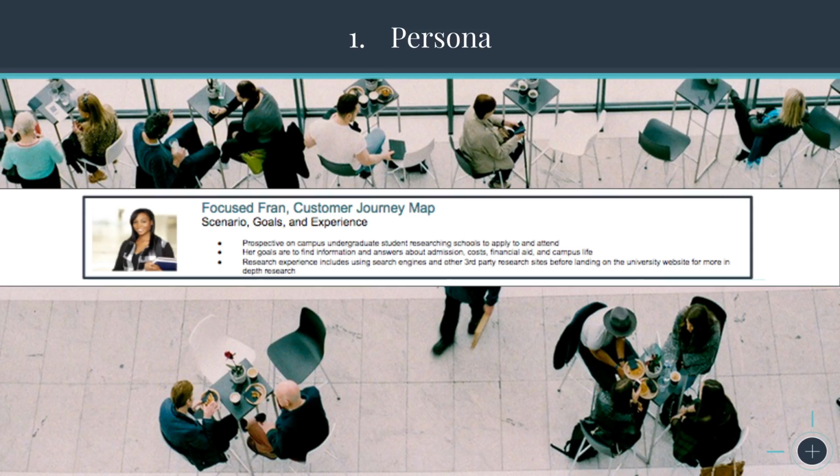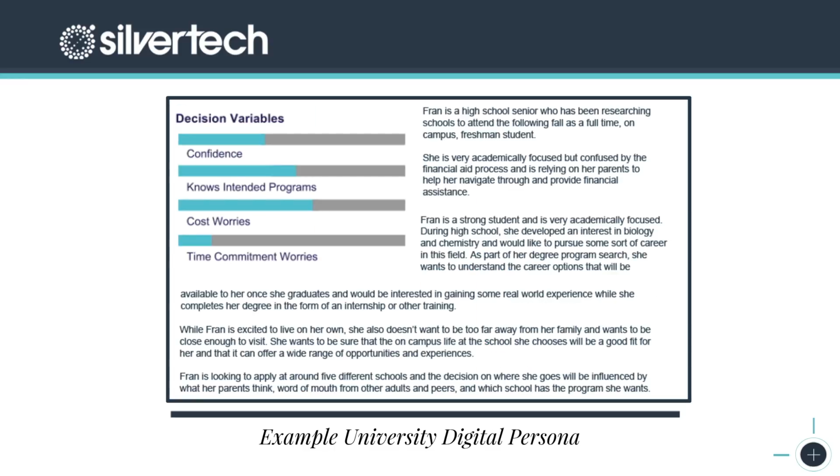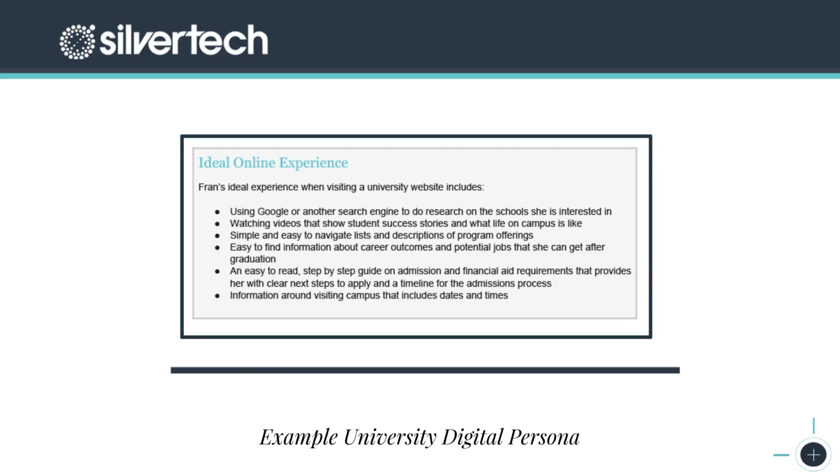First up is the persona. This is Focus Fran. We talked about Focus Fran in our personas webinar. And this is the element here from the customer journey map that is related back to the persona. And again, personas are fictitious representations of your audience, typically a 1 to 2 page document that includes the following 5 essential elements themselves. That's demographics, Focus Fran, 17 years old, background, motivations, influences, frustrations, barriers, and the ideal online experience. Now again, we might be going through this section at a good pace, but you'll have the slides and you'll have the on-demand webinar to take a look at yourself.